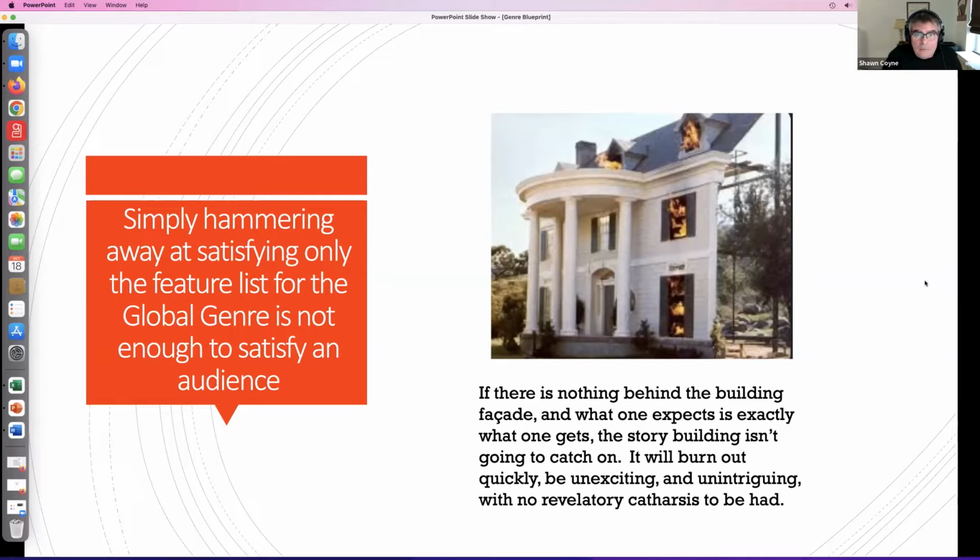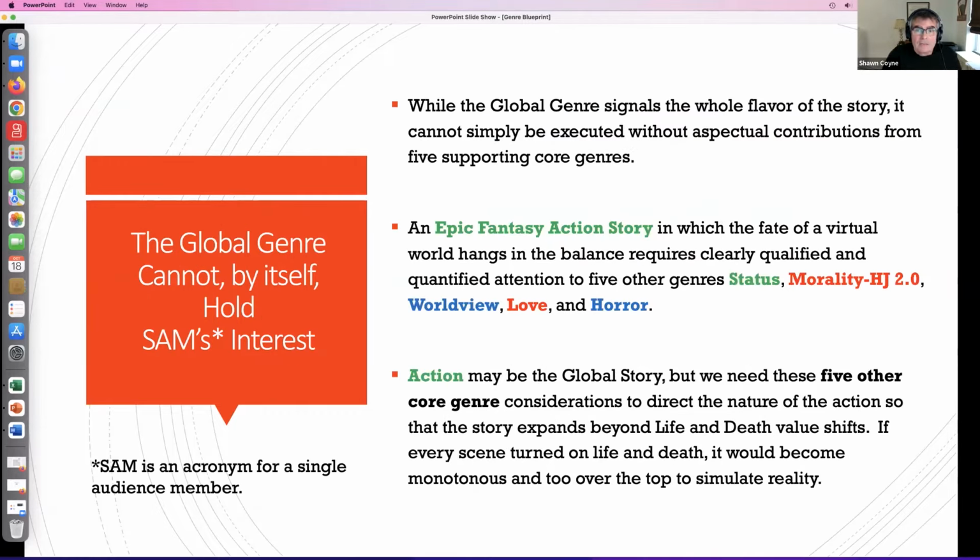All right, so how the hell do we put anything behind it? Well, let's keep going. The global genre cannot by itself hold Sam's interest. Sam is a language we use at StoryGrid, and it stands for a single audience member. I highly recommend when you're writing to think about a single person that you're signaling and sending information to instead of a generic big audience, okay? So we use the word Sam to get everybody to remember you really should be thinking about talking to one person.